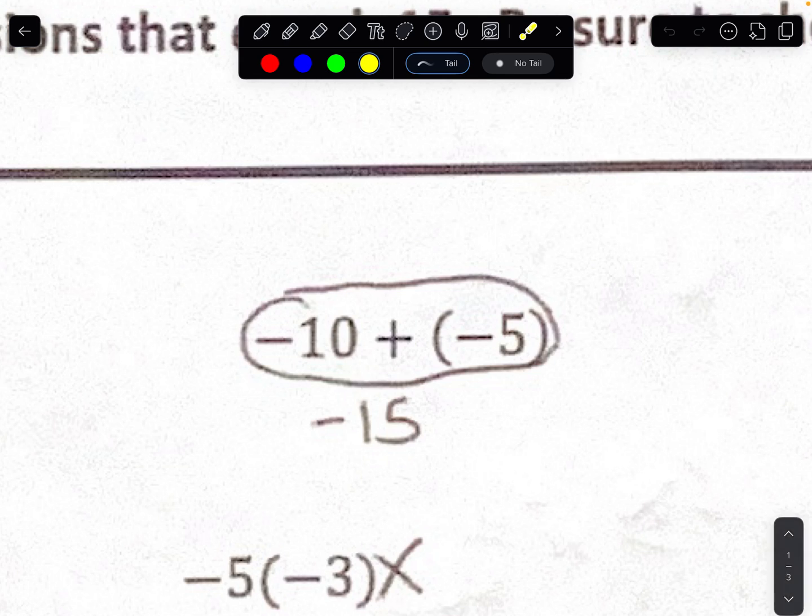This is another expression that has negative 15. Same signs, add and keep. So 10 plus 5 makes 15. And then keep the negative, so we're keeping the negative.